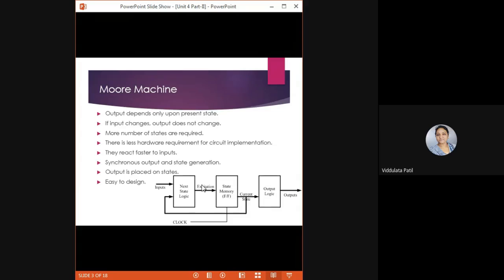Actually, in your ISC test there was one question: write the difference between Moore machine and Mealy machine. So you have written that question, but I found when you are writing the program, most programs are copied.